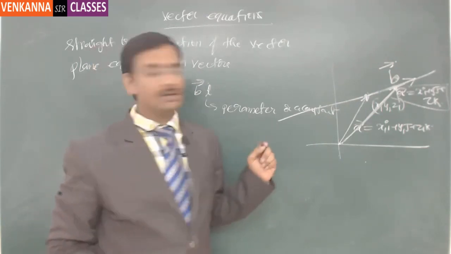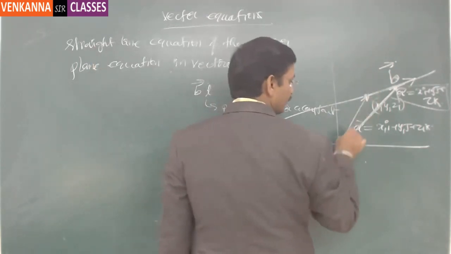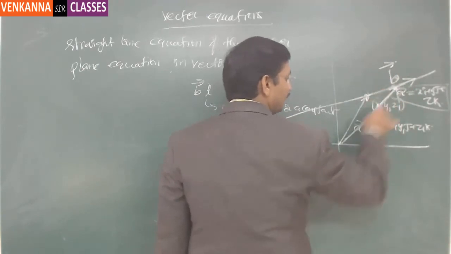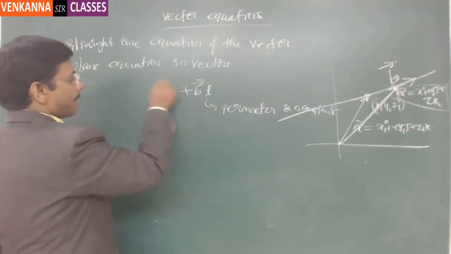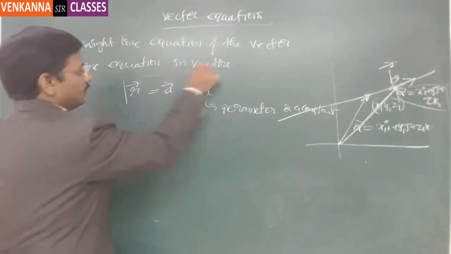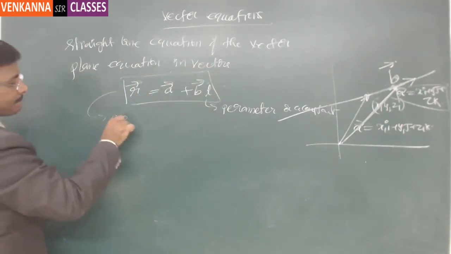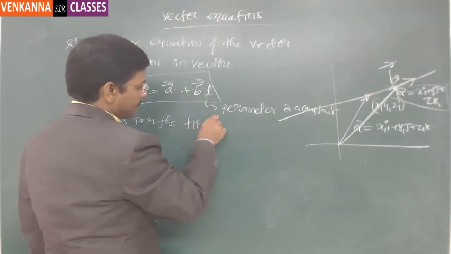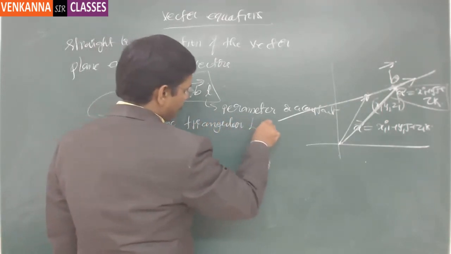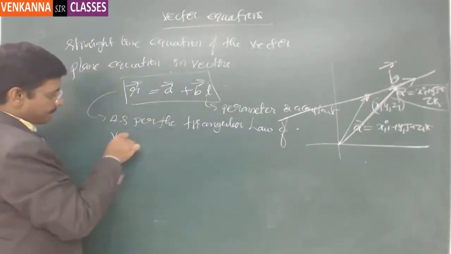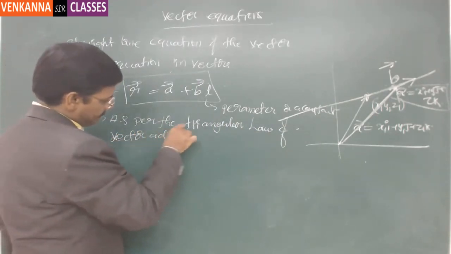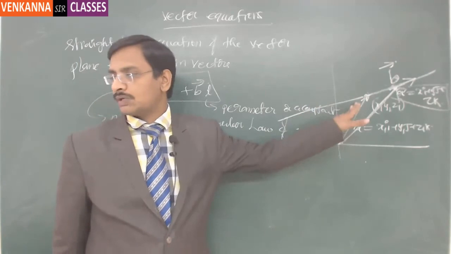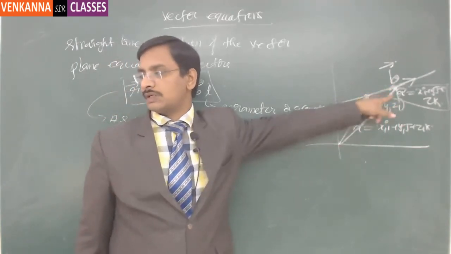Now the length of b plus this particular vector. So this vector is a, right? So a plus bt will give this vector. This is as per the triangular law of vector addition, right? So the sum of this vector plus this vector will lead to this vector, right?